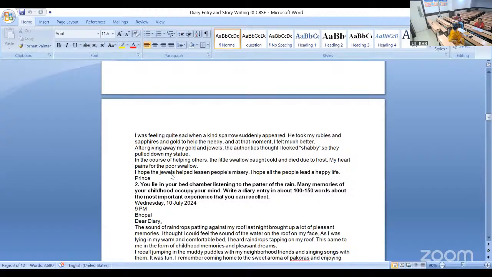So I have planned to donate my jewels, whatever I have on my statue, with the help of someone. If I get someone, I plan to give them to the people whom I see who are not well. This way you can end, and then the prince.